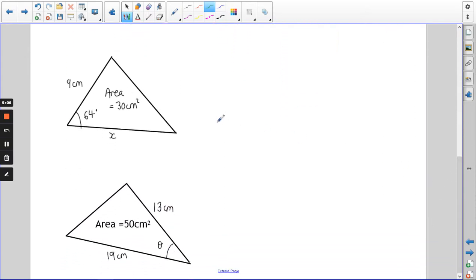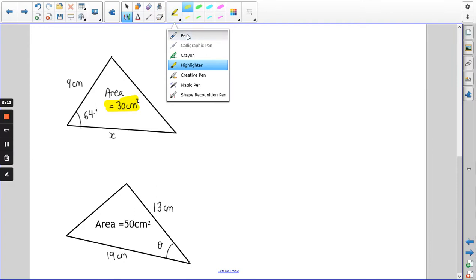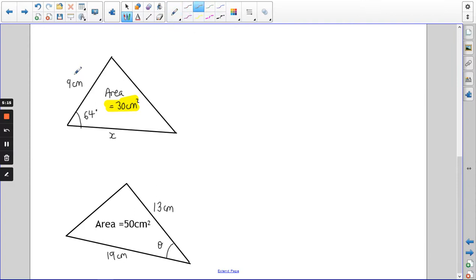Next one. This is a backwards one. I've given you the area and I'm missing a side. Okay, but it's still two sides and included angle, so it's fine. So we'll have A there, B there, capital C. Our formula, remember, is that a half AB sine C equals the area. So that means a half times 9 times x, which we don't know, times sine 64 equals 30.